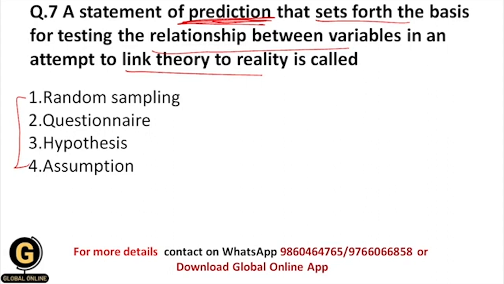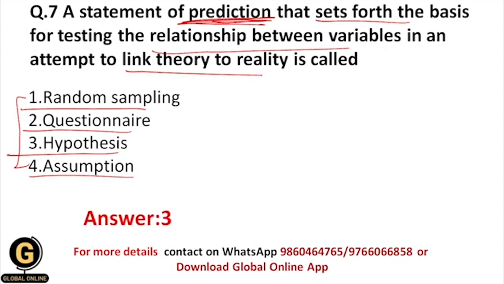So this kind of statement of prediction is called what? Whether it is random sampling, questionnaire, hypothesis, or assumption. So all of you now understood that, students. The correct answer is hypothesis, because hypothesis is the statement of prediction. That's why I told you to focus on this word, prediction. Whenever you see prediction in the research methodology section, it is nothing but the hypothesis. And one more thing is that hypothesis gives us the basic information about what?